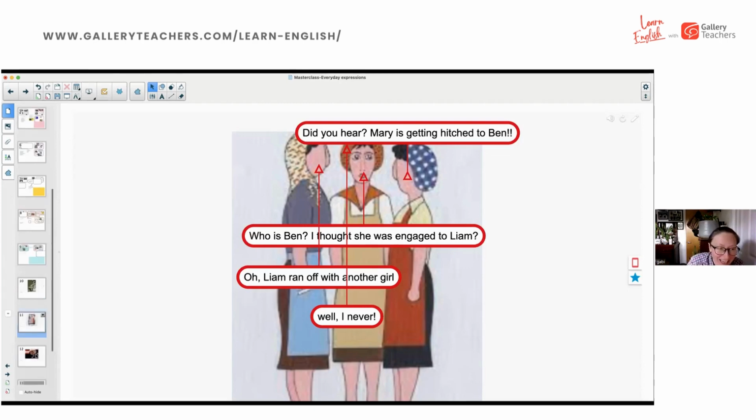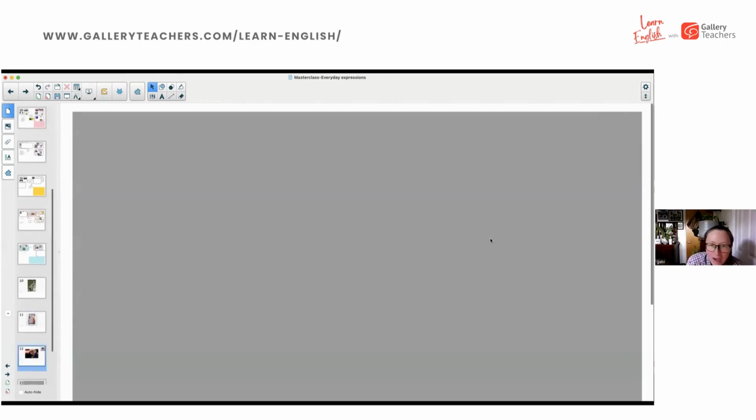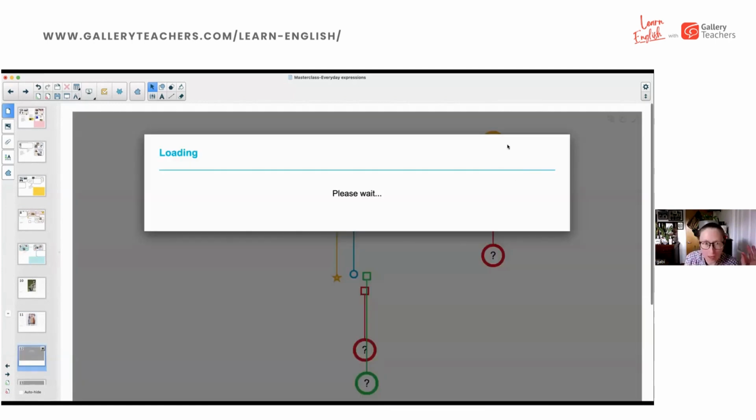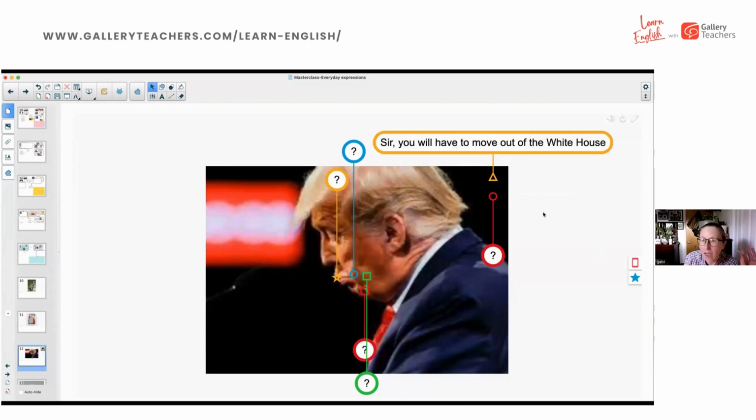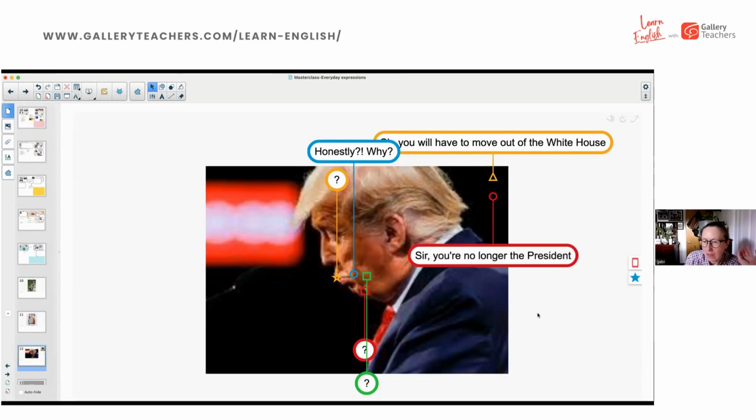And how about this? Okay, sorry about my friend Donald Trump, not that I like the guy. Anyway, so Sarah, you'll have to move out of the White House. Gossiping like that. Yeah, that's it, Elena. So Sarah, you'll have to move out of the White House. Honestly, meaning, how dare you? How can you even ask me this? Why? Sarah, you're no longer the president, sir.